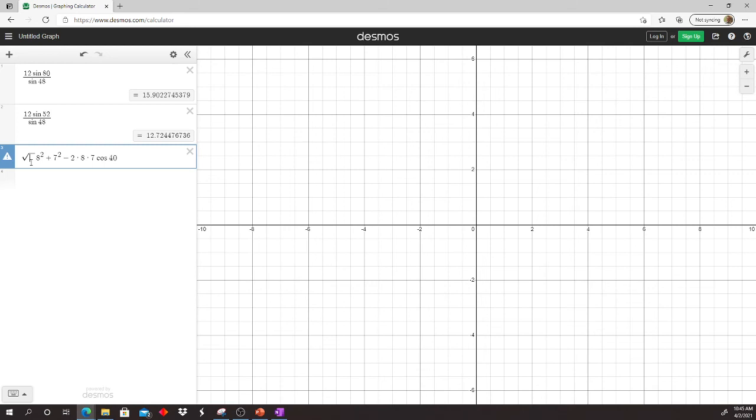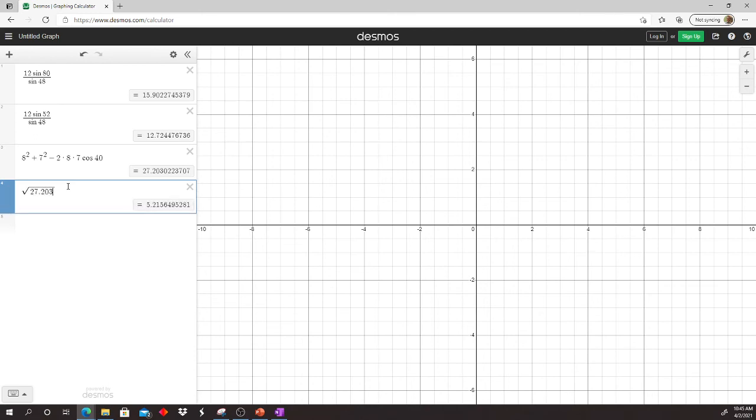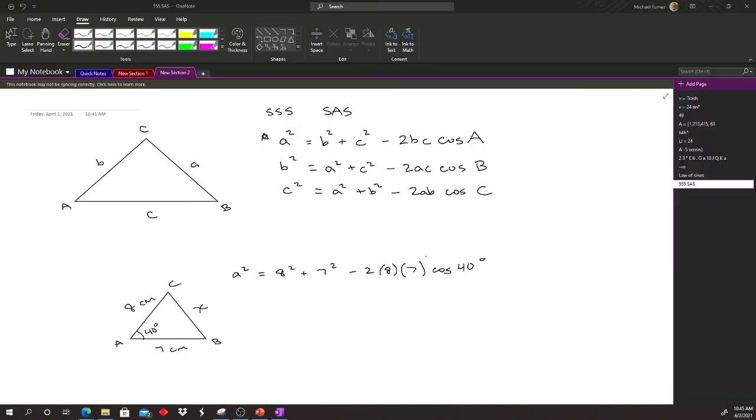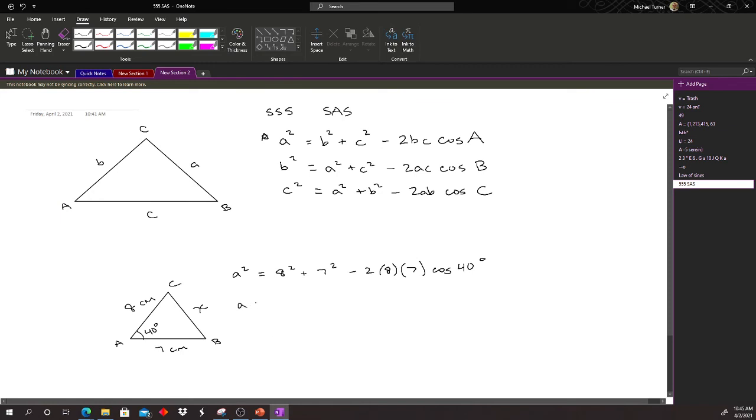So if you're using a calculator anyways, you could do this in a single step, or if you're using a hand calculator, you might need to take a couple extra steps. But as long as you can show your work and justify how you got your answer, we end up with 5.216. So A equals 5.216 centimeters. Okay, like so. Let's do one more involving law of cosines.